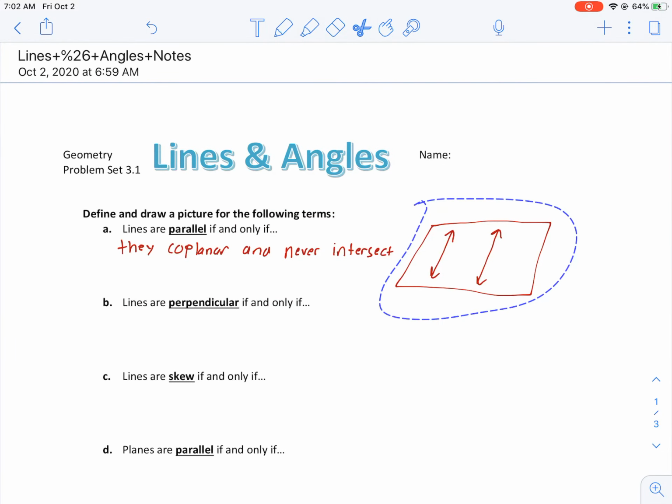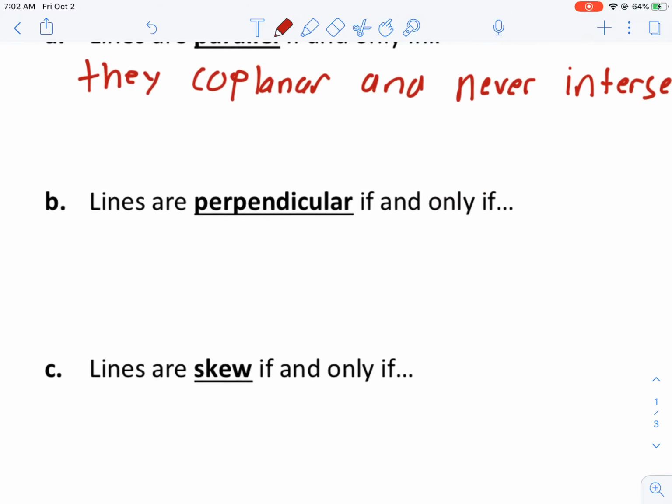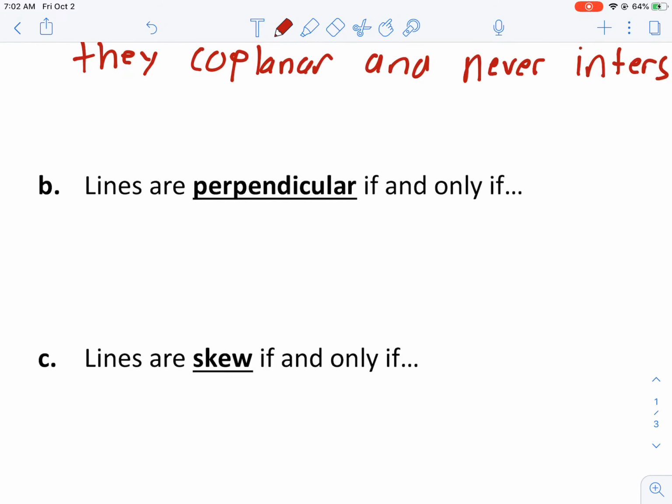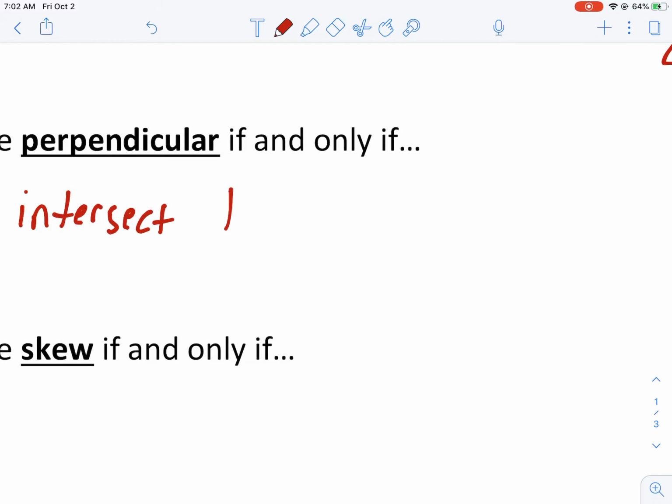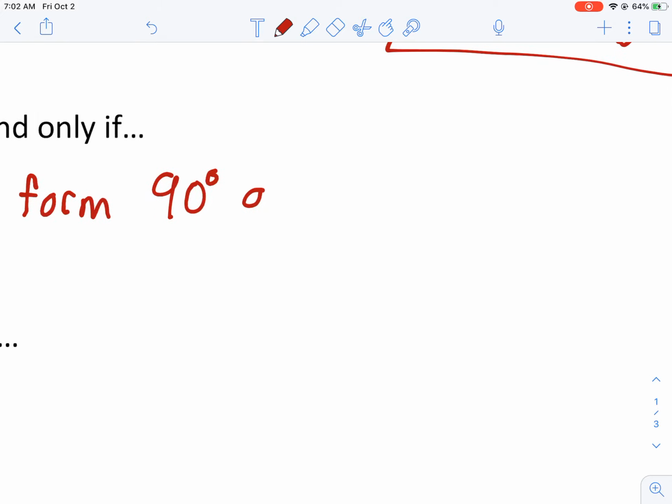The next one is perpendicular, okay? Lines are perpendicular if and only if they intersect to form 90-degree angles. So this definition you should know, all right? It's the same as the perpendicular you learned before. They intersect to form 90-degree angles. So it's not just intersecting, okay? It's intersecting in a certain way.